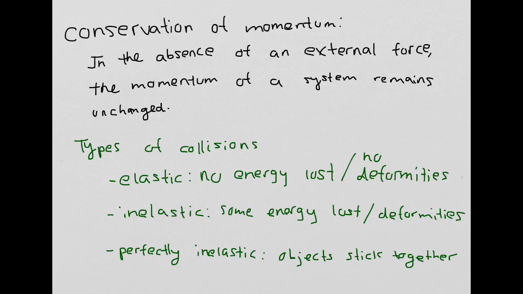So we've learned about the conservation of momentum, which can be defined as: in the absence of an external force, the momentum of a system remains unchanged. And we've also learned about types of collisions, including elastic, where no energy is lost, or there are no deformities; inelastic, where some energy is lost, or there are some deformities; and then perfectly inelastic, where the objects stick together. So we will use these principles to solve momentum problems in the next video.